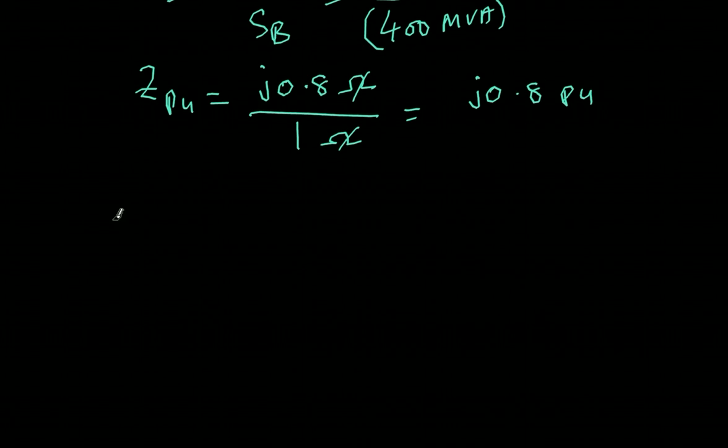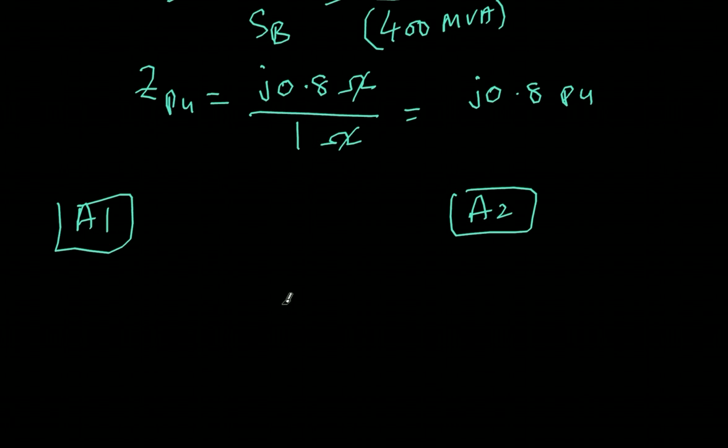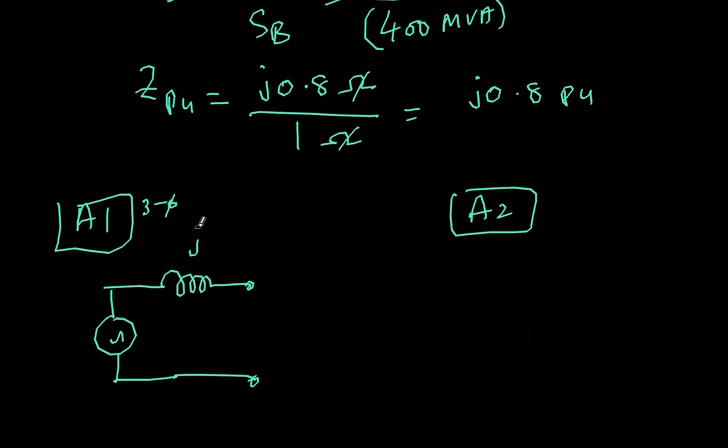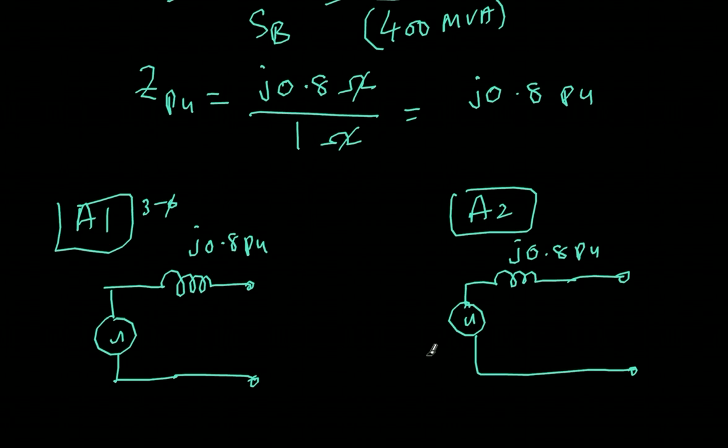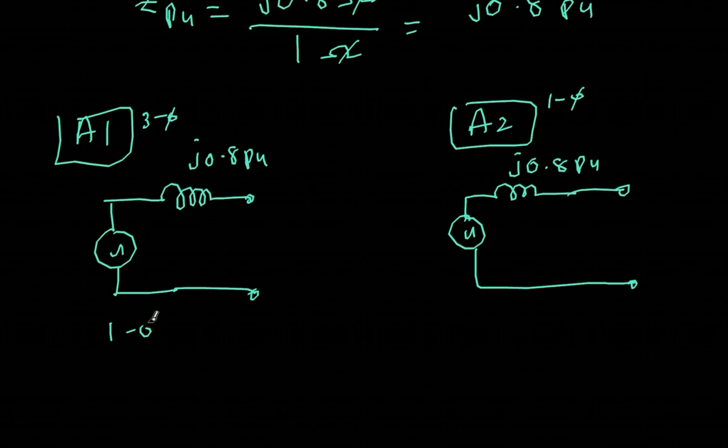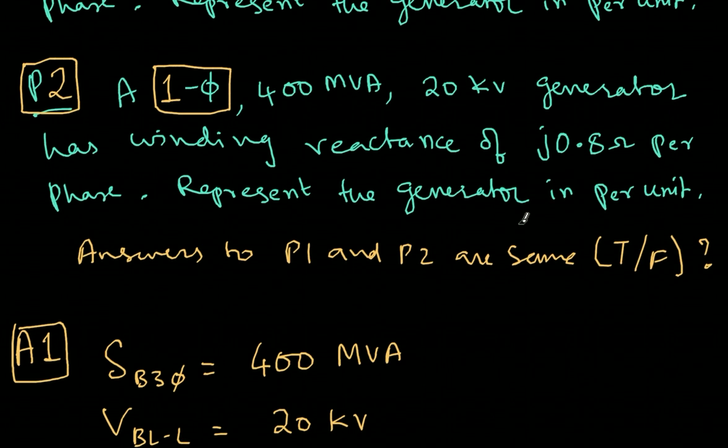So what is the diagrammatic representation? For answer 1 and answer 2, you have a generator. Because answer 1 is a three-phase system, you represent it as the equivalent one-phase system. So there is a generator and then there is the impedance or reactance of the generator, and this is j0.8 per unit. Similarly, here also you have a generator. This is only a one phase generator, and this will be j0.8 per unit. This is how it turns out. This is the one phase equivalent of a three phase system, and this is already in one phase. So if I go back, when I ask whether the answer to the above is true, it's actually true. The answer is the same.